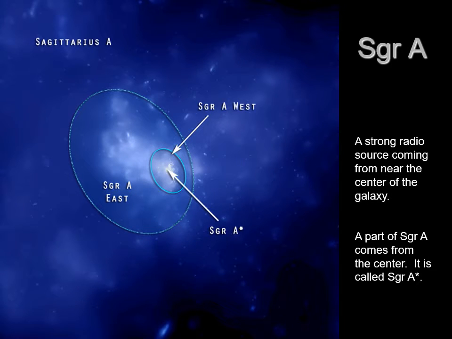And so last time I introduced the idea of the radio signals that are coming from the core of the galaxy. Sagittarius A is this collection of radio sources near the core of the galaxy. It's divided into Sagittarius A East, Sagittarius A West, and part of Sagittarius A West is Sagittarius A Star, and then that's really what's marking the center of the galaxy.